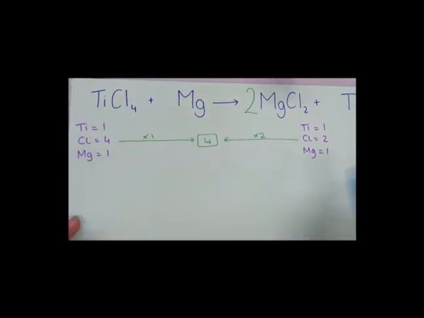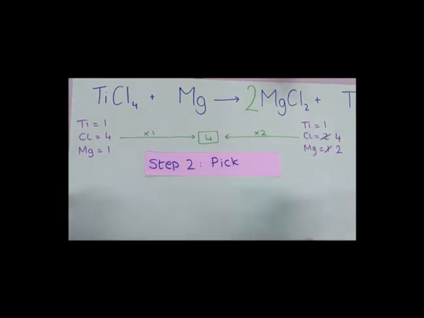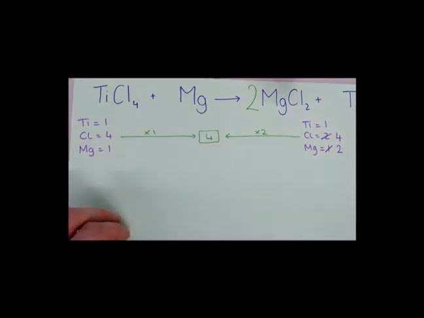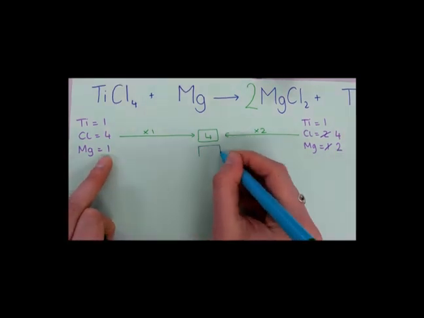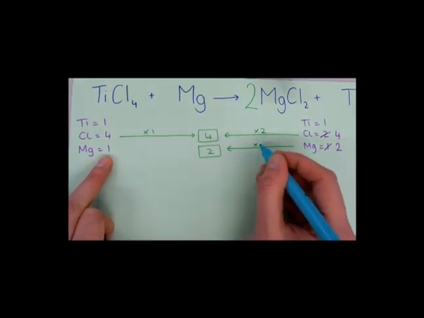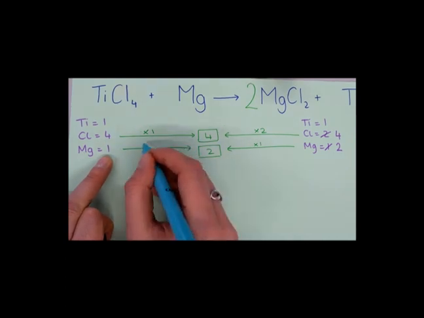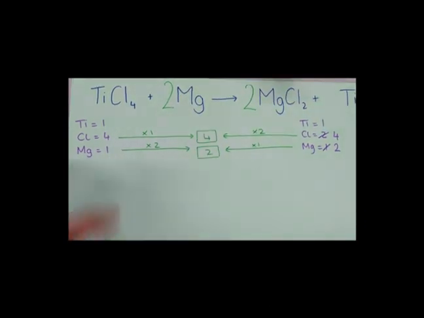So everything on the left side is still the same. I haven't added any coefficients. On the right side, still 1 atom of titanium. I've now got 4 atoms of chlorine, but I've also got 2 atoms of magnesium. So we need to go back through the process again. So I'm going to pick, and obviously I'm going to pick magnesium because that's the one that's now not right. Lowest common multiple of 1 and 2 is 2. So on this side, I don't need to do anything. On this side, I need to double it. So I put the 2 in front of the magnesium.